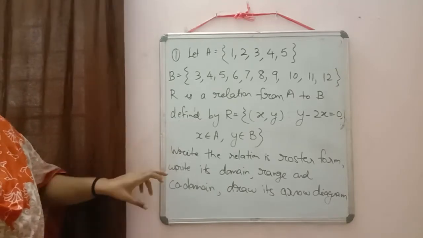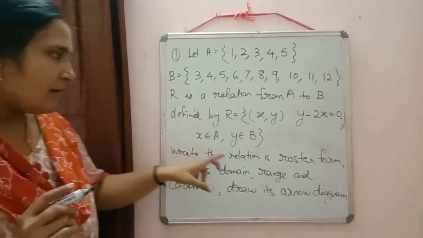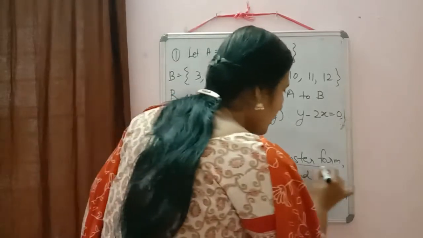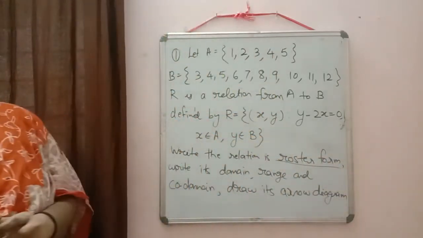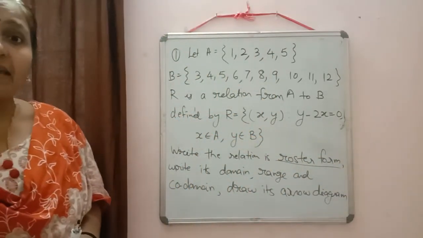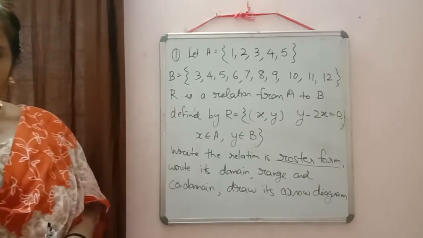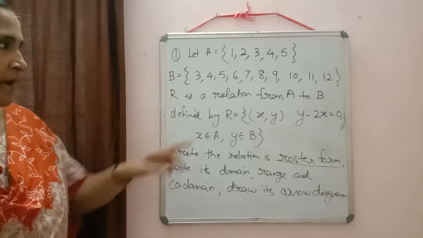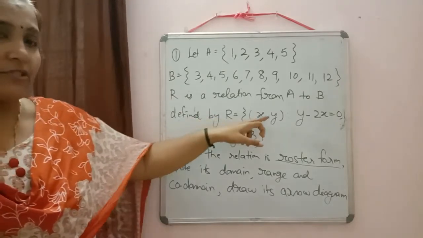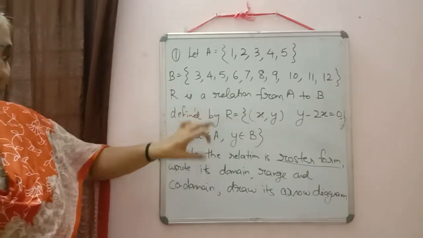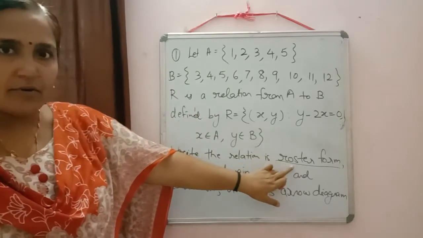Question written. First, what do we have to do? We have to write the relation in roster form. In roster form, we write the elements directly, the elements which satisfy the relation. At present it is given in set builder form in the question, and we have to convert it to roster form.